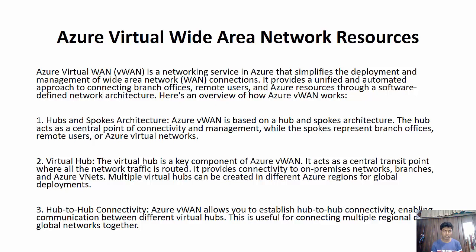The hub acts as a central point of connectivity and management, while the spokes represent the branch offices, remote users, or Azure VNets. Number two, virtual hub. The virtual hub, the one that you create, is a key component of Azure vWAN. It acts as a central transit point.